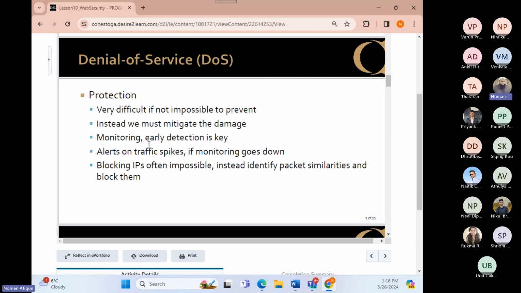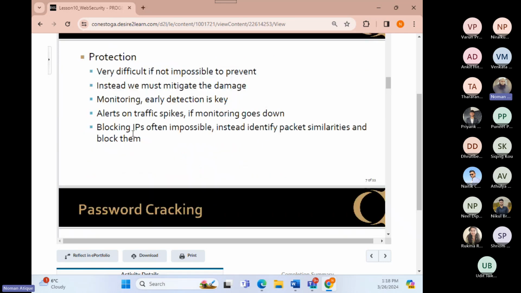Monitoring and early detection is the key. Alerts on traffic spikes, and alerts if monitoring goes down. Blocking IPs is often impossible. Instead, identify packet similarities and block them. So these are a few of the protections that we can do for DoS. So what we can do is mitigate the damage.